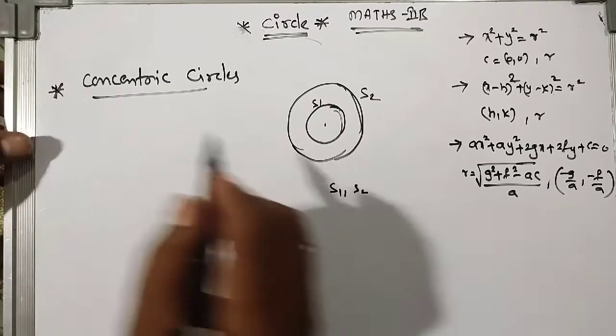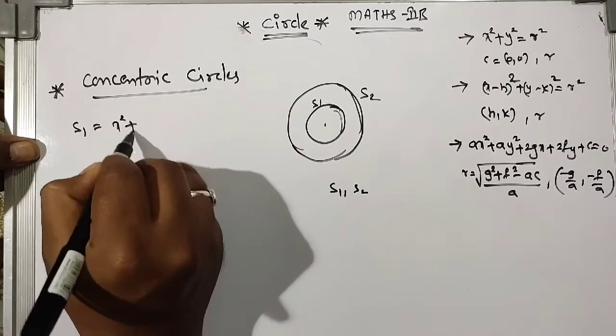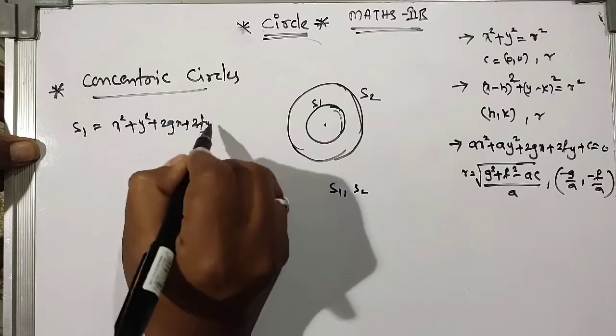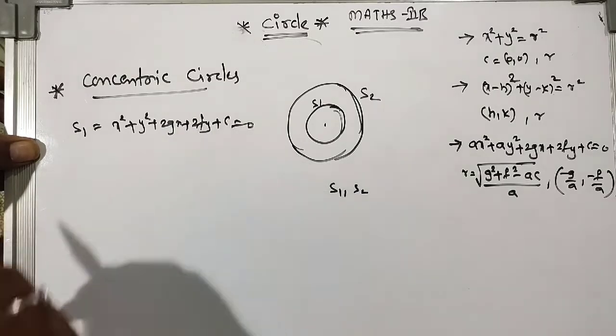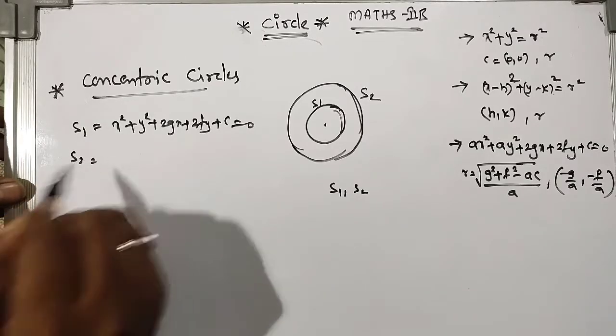So for example, if the equation of S1 is x square plus y square plus 2gx plus 2fy plus c is equal to 0, then the concentric circle of the first circle, the S2 equation, looks like this.